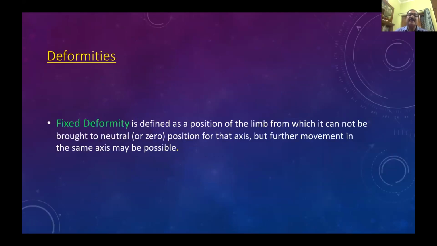Now, assessing the deformities of the hip joint is an integral part of the palpation. A fixed deformity is defined as a position of the limb from which it cannot be brought to the neutral or zero position for that axis, but further movement in that axis may be possible. For example, if the patient has a 70 degree flexion deformity, extension will not be possible, but the patient may have some more flexion beyond 70 degrees. This is what is meant by a fixed deformity.